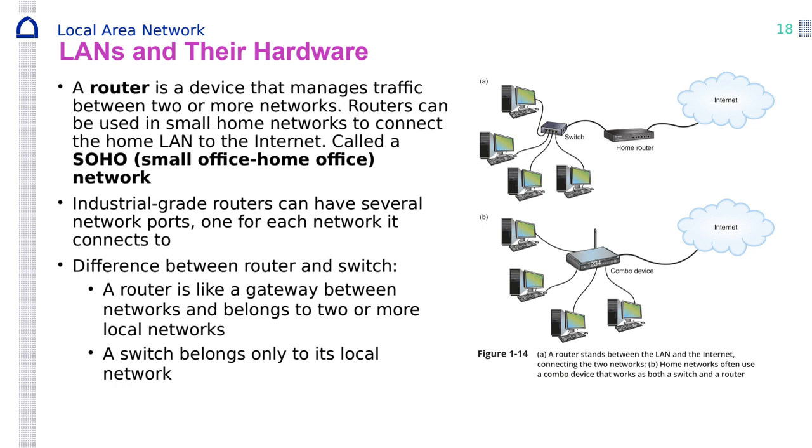Also, we have more expensive routers. They are called industrial grade. They can have several network ports, one for each network it connects to. Difference between routers and switch: a router is like a gateway. We just talked about it, okay? A switch belongs to its local network, and usually a router is much, much more expensive than a switch. There are routers that are in thousands of dollars, okay, in price.